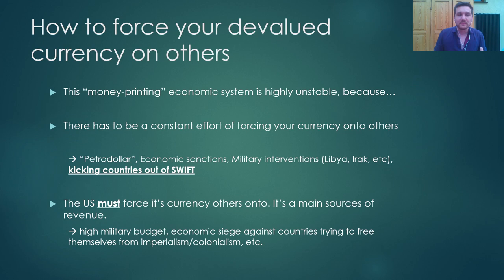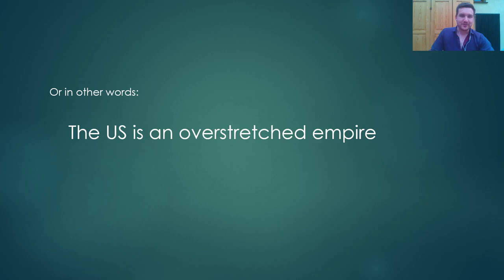And you should keep this in mind. Kicking countries out of SWIFT is a means of punishing other countries. Because if SWIFT is the global dominant system, and you kick one country out of it, this country is now completely isolated, as we've seen in the case of Cuba. And so this means the United States has to force its currency onto it, because that's a main source of revenue. And this explains why the United States has this high military budget and is doing hybrid warfare against other countries, meaning economic siege against other countries, because the United States constantly has to punish countries that are not following its financial system. Or in other words, to make it short, the United States is an overstretched empire.